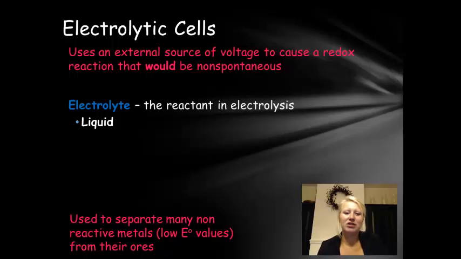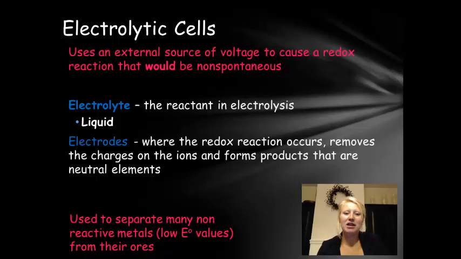So in an electrolytic cell, you have an electrolyte. The electrolyte is the reactant when you have electrolysis, and it's a liquid, and the electrodes are where the redox reaction occurs. The electrodes remove the charges on the ions and form products that are neutral elements. So ions are discharged in electrolysis, and electrolytic cells are used to separate many non-reactive metals from their ores.